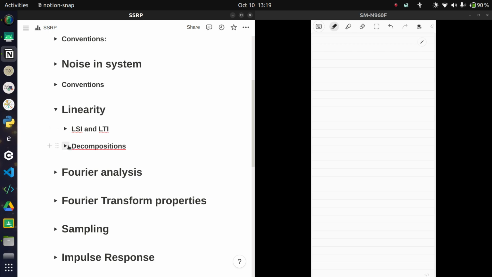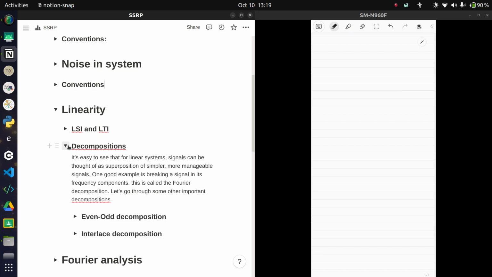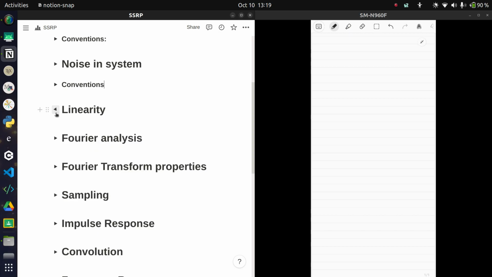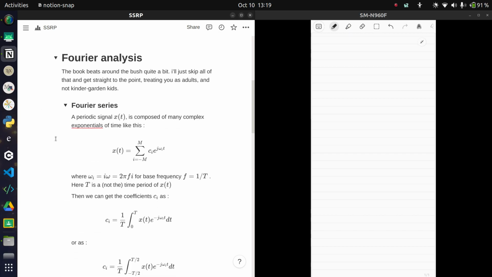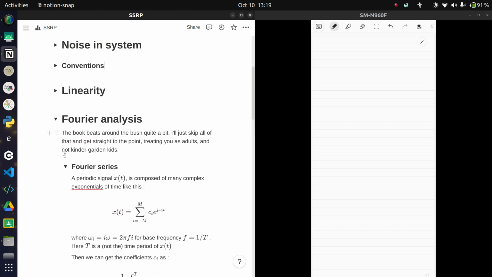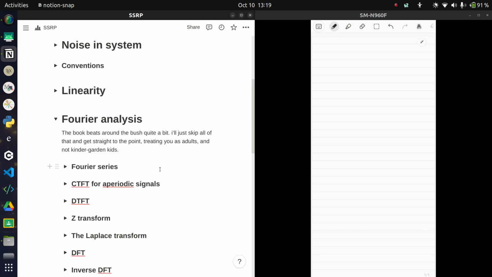Then you have a bunch of decompositions. First, the even-odd decomposition, which we're not going to talk about at all because I'm not interested in it right now. Fourier analysis. Let's just start. First you have the Fourier series, and I'll not look at any formula. I'll just go straight into it and later see if this is correct.